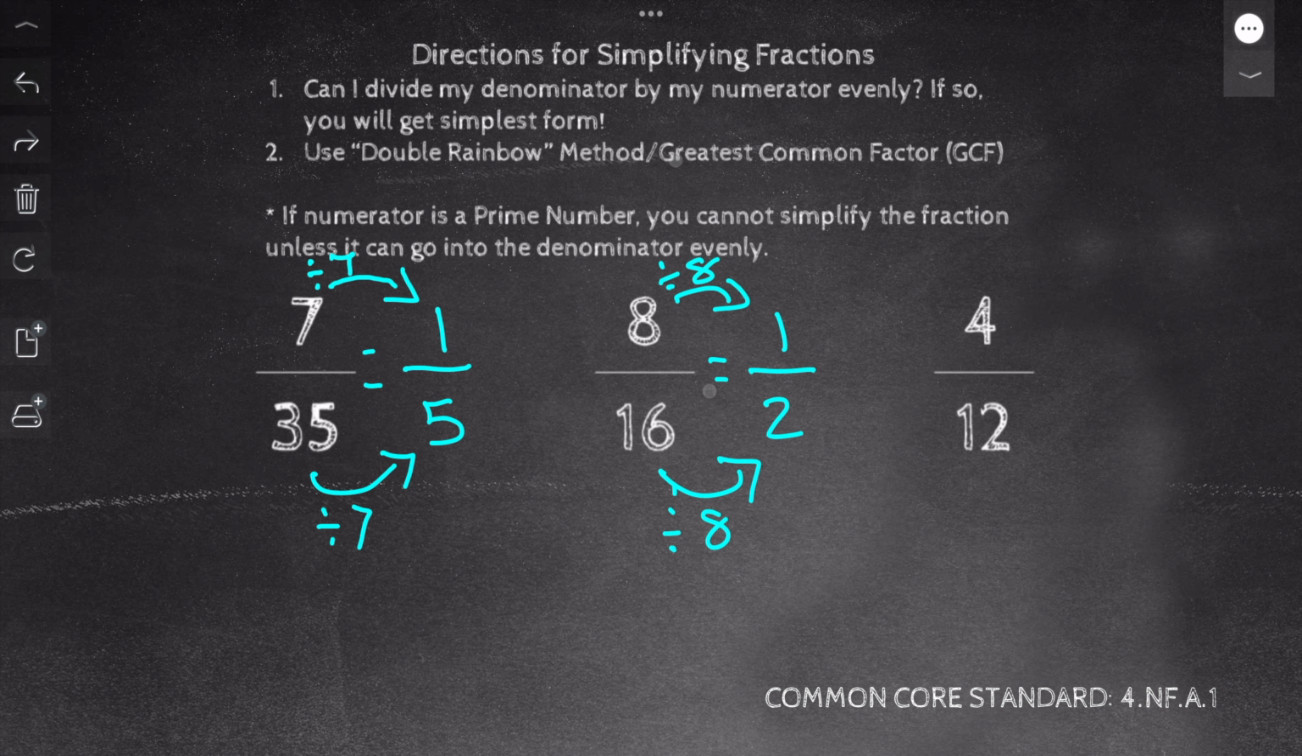My answer is 1/2. And finally, for my last problem of 4/12, if you'd like to work this, pause the video now. All right, for 4/12, once again, I see 4 can go into 12 evenly. So 12 divided by 4 equals 3. And 4 divided by 4 equals 1. So my answer is 1/3.